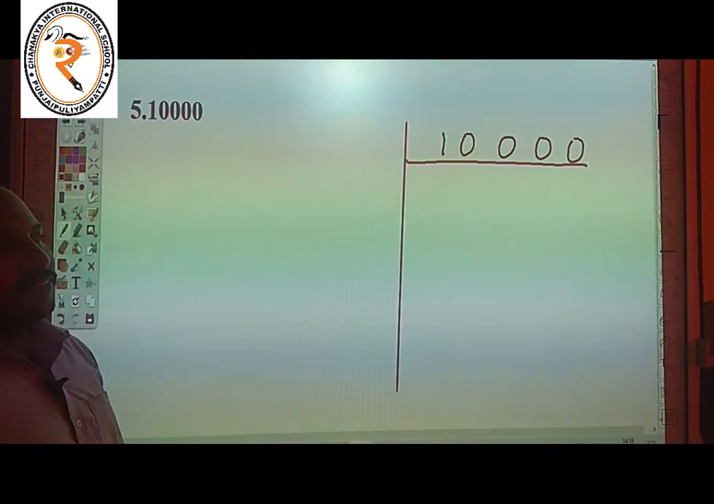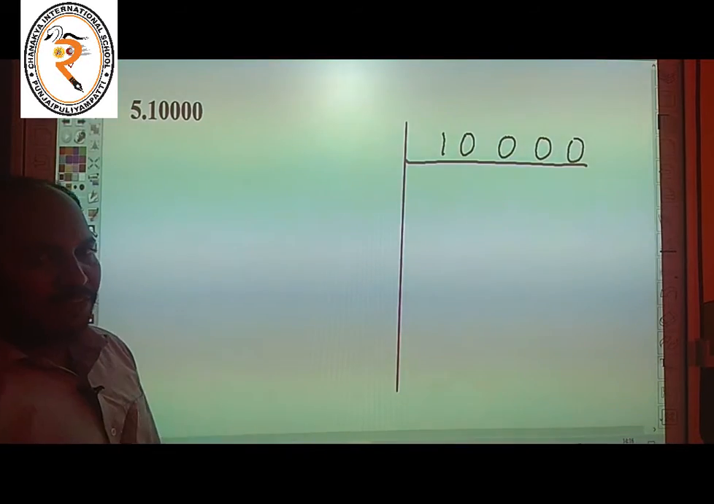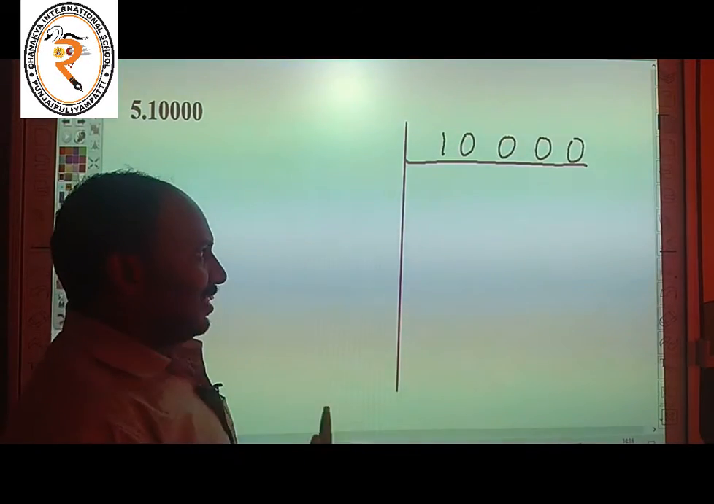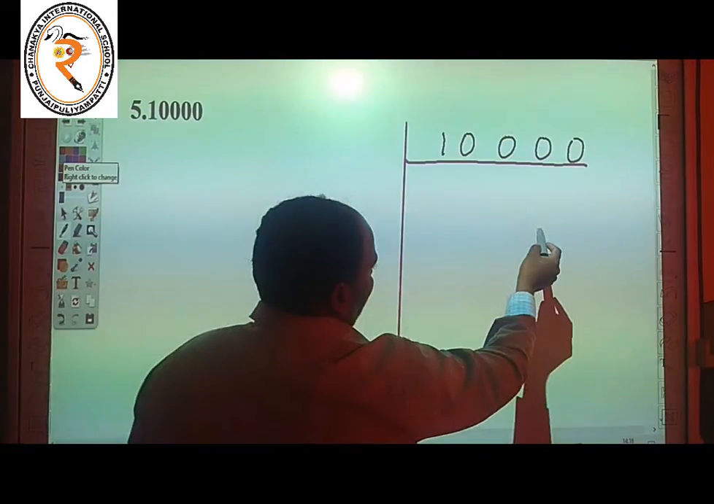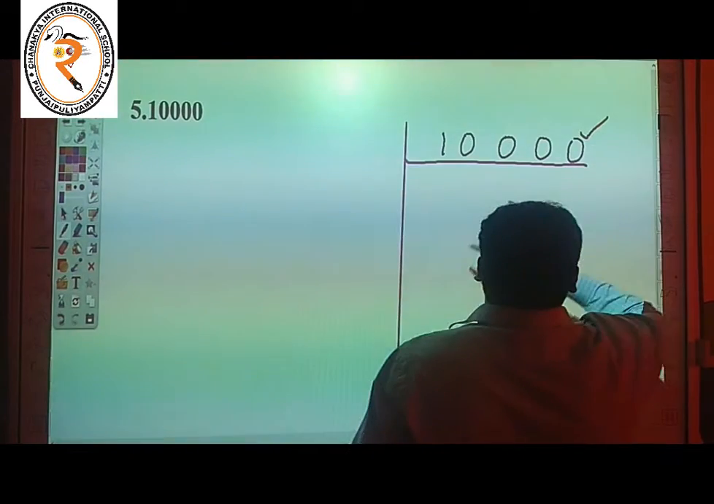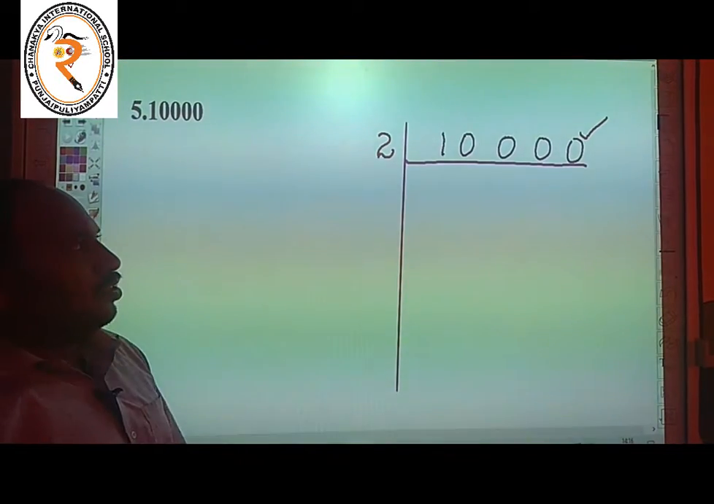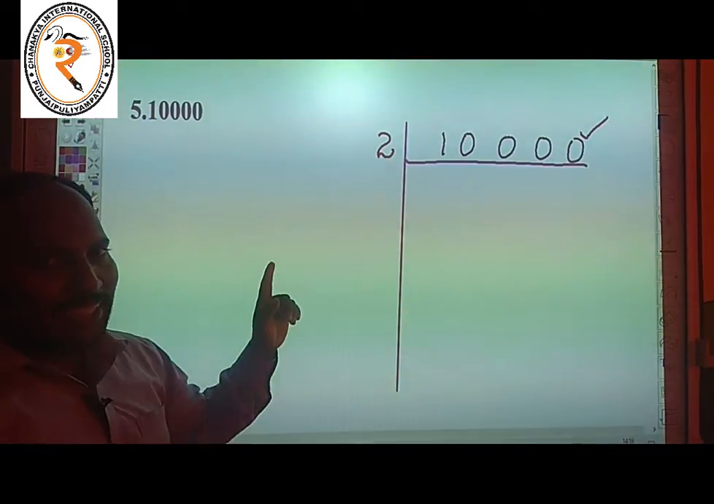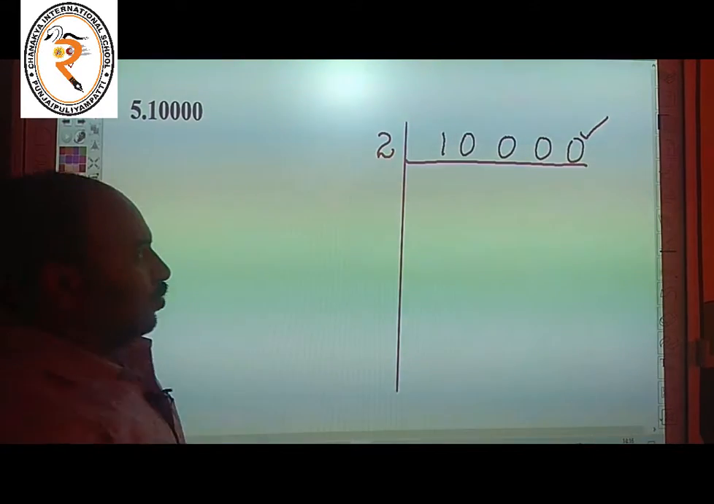We want to divide the number by prime numbers. We already know the prime numbers: 2, 3, 5, 7, 11, etc. The first prime number is 2. Here the last digit is 0, so we take the number 2. 2 is an even prime number, and the smallest prime number is 2.